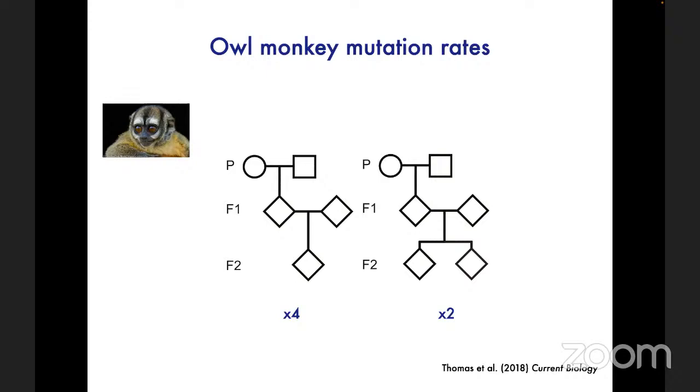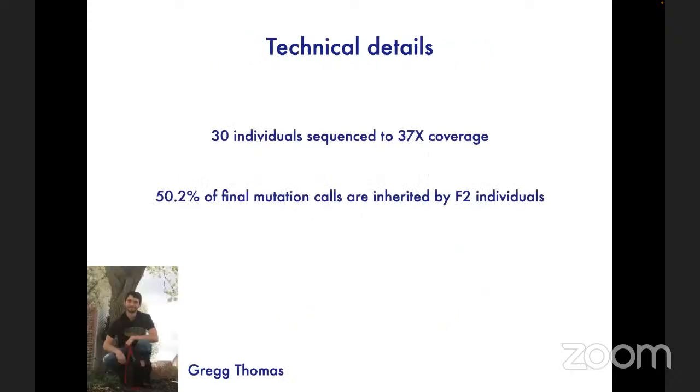And we have these slightly more complicated pedigrees. You'll see that F2 individuals become useful for some purposes, especially in checking that we're not making errors in inferring mutation rates. In general, the kind of methods are the same in the studies I'm going to show you. So we sequenced here 30 individuals, each to about 37x coverage with Illumina. And then 50% of the final mutation calls are inherited by F2. So that's actually one of the great things about F2s: I get to check with transmission genetics that my mutations are real because only half of them should be passed on.